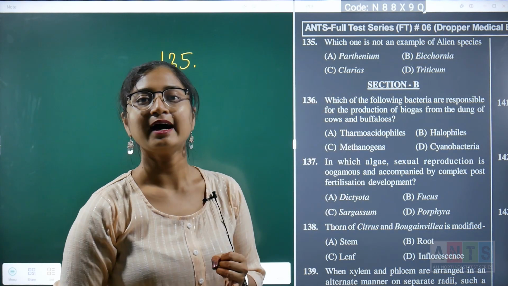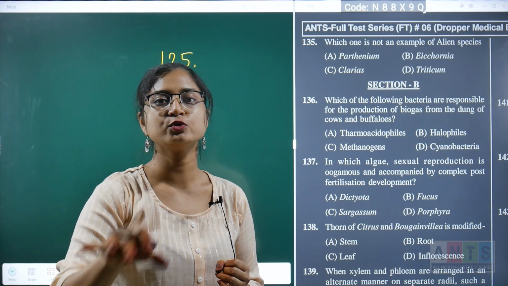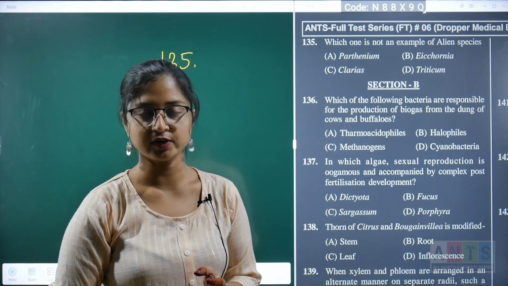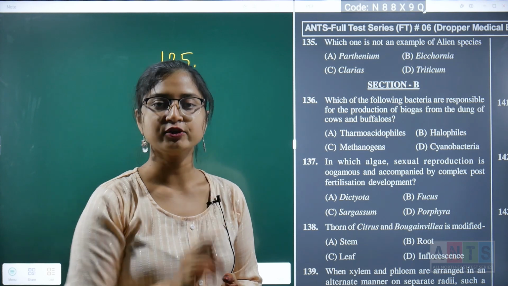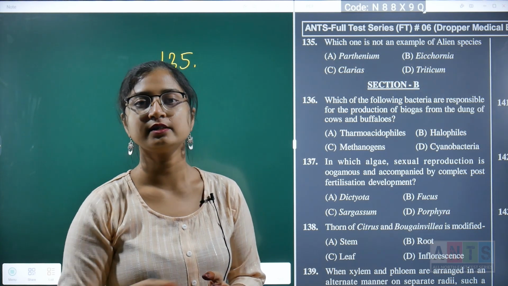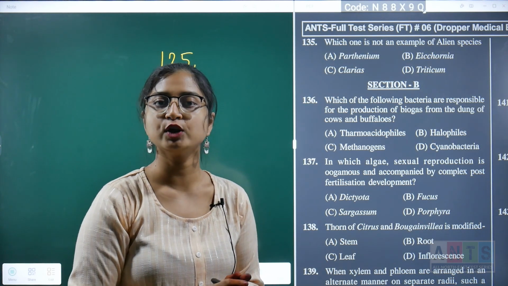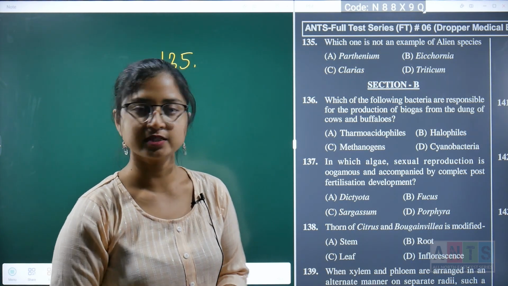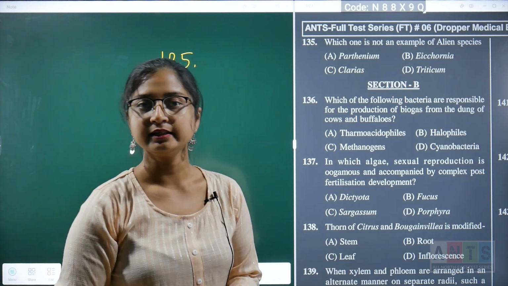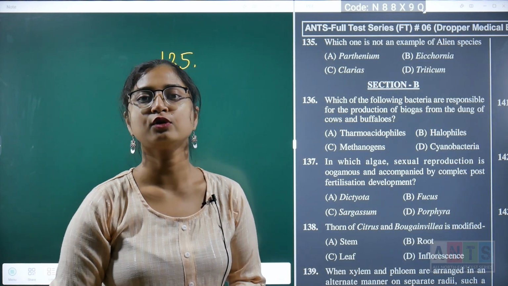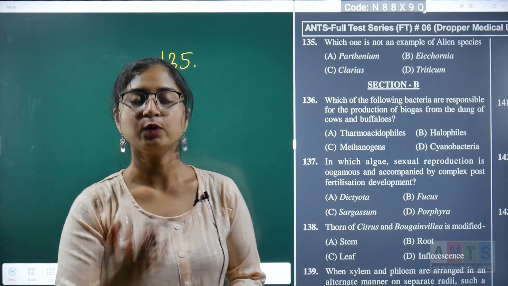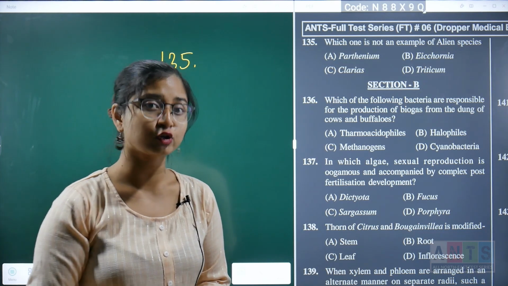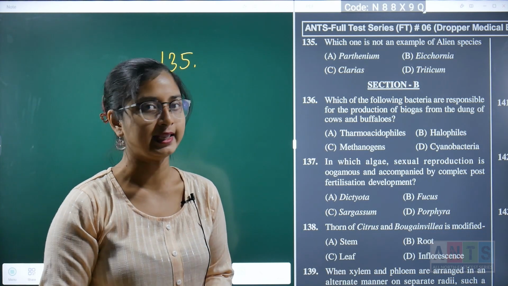Clarias, this is the African catfish which was introduced again in the aquatic ecosystem of India. The Clarias, this African catfish, eventually resulted in the decline in the population of the native catfish species. So this is also an alien species. Triticum, on the other hand, is the genus to which the common wheat belongs. And wheat is an important cereal crop that we have. So that is not an alien species.